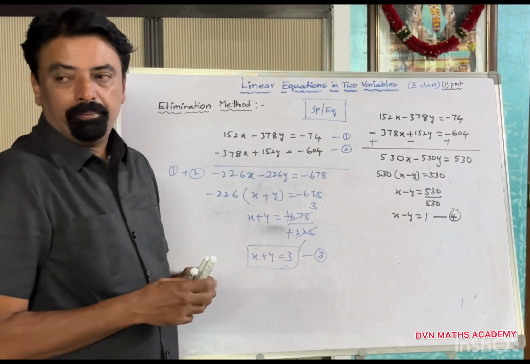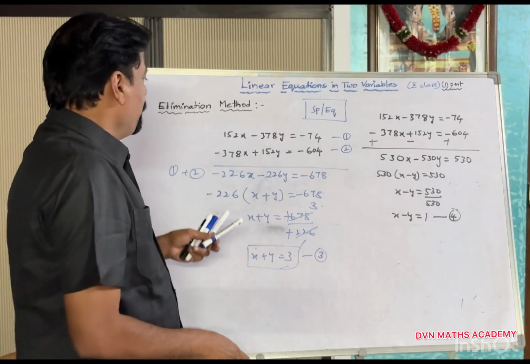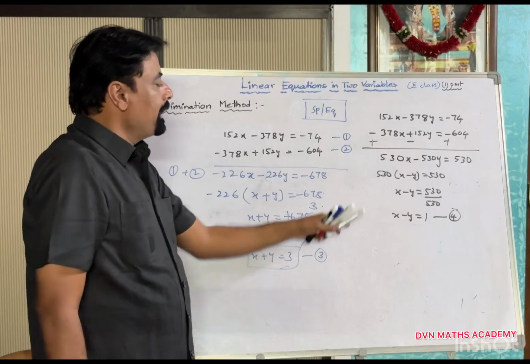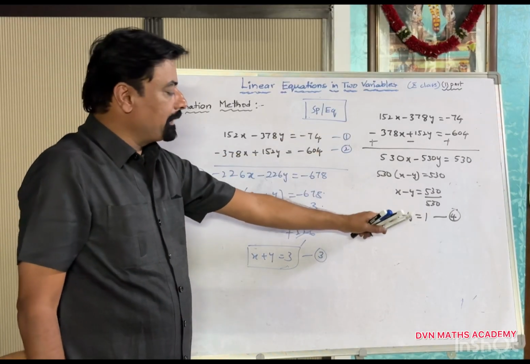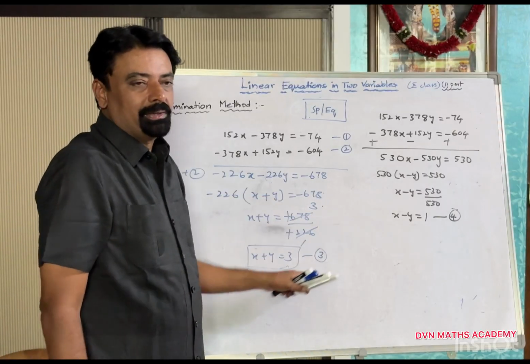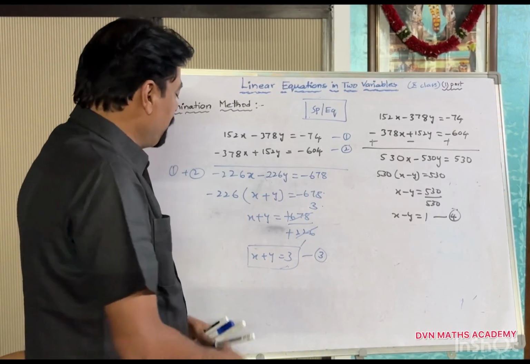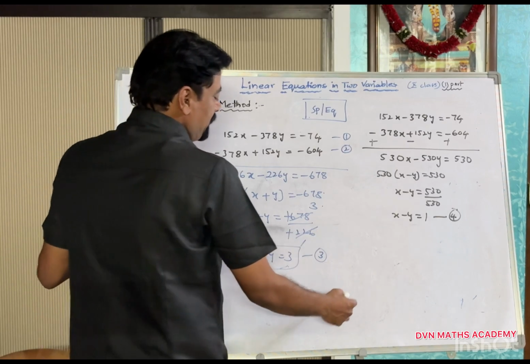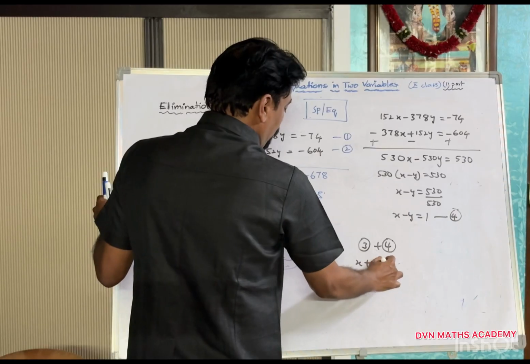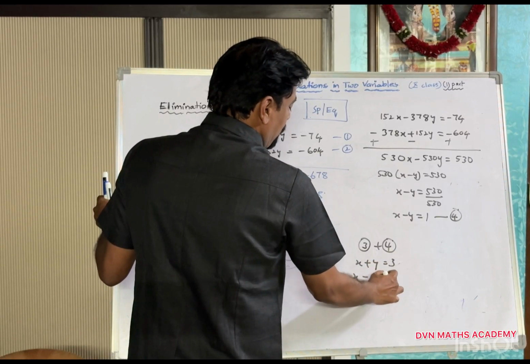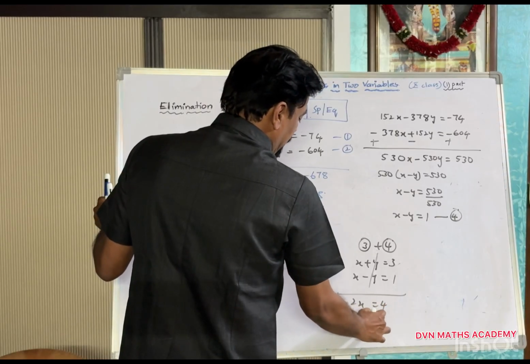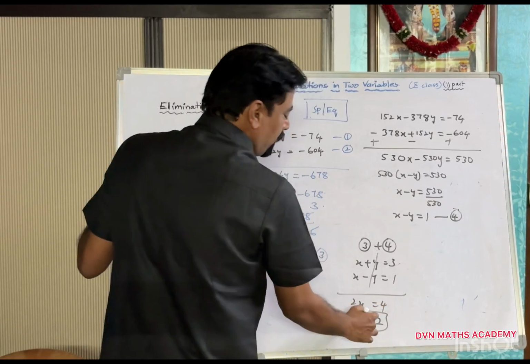Now, we formed the equations in the simplest way. By adding, you get another equation, that is the third equation, x plus y is equal to 3. By subtracting, you get another equation, x minus y is equal to 1, the fourth equation. Now it is easy to solve these two equations by the elimination method. Add 3 plus 4: x plus y is equal to 3 and x minus y is equal to 1. If you add, the y terms cancel. 2x is equal to 4, then x is equal to 2.